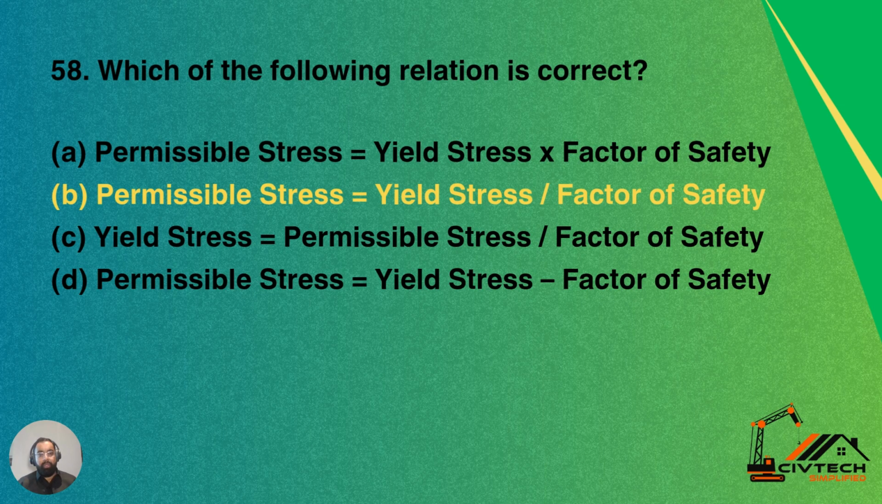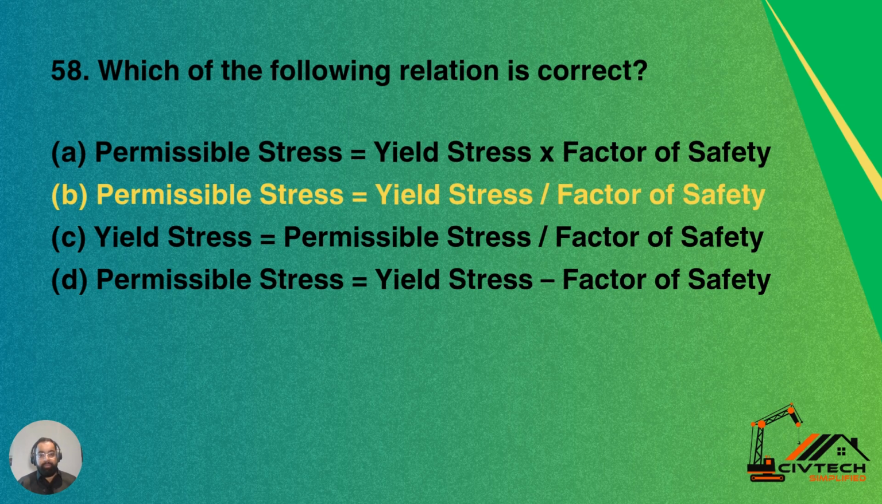Question 58. Which of the following relation is correct? Option A. Permissible strength should be equal to yield strength multiplied by factor of safety. Option B. Permissible stress is equal to yield stress divided by factor of safety.